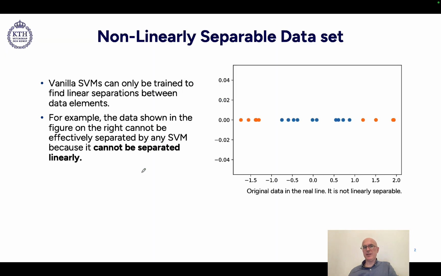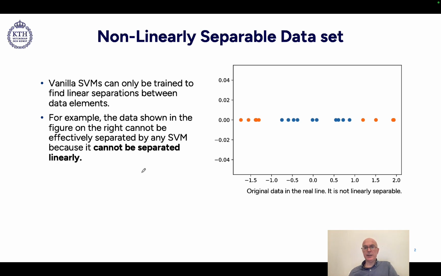So far we have seen a vanilla support vector machine that can only be trained by finding a linear separation between data elements. The main assumption we had is that, given a data set, we can separate it into classes by finding a hyperplane. However, real-world data sets are quite different and are not always linearly separable.